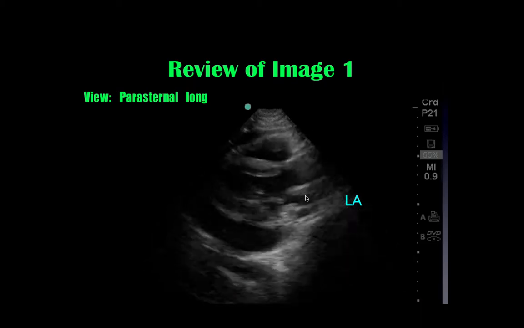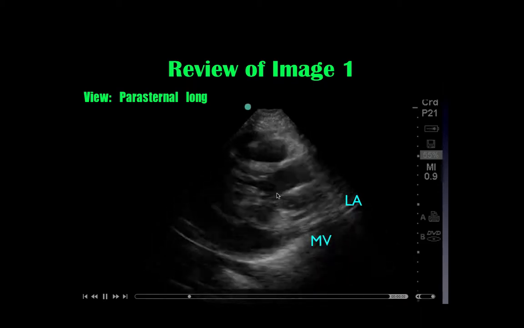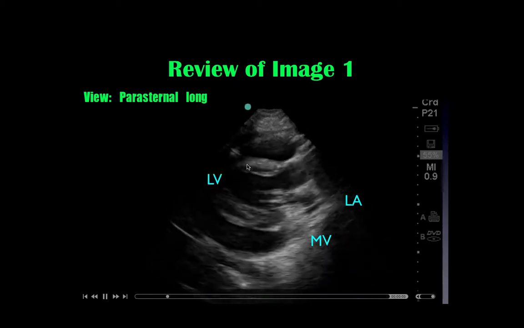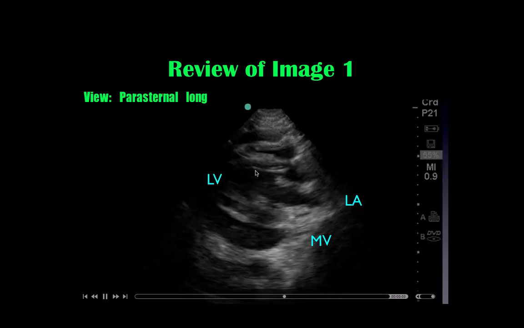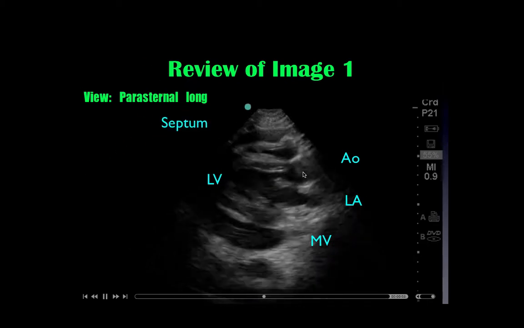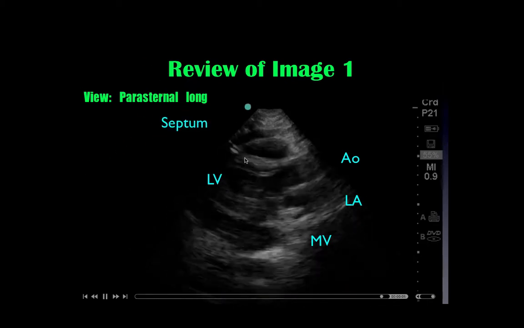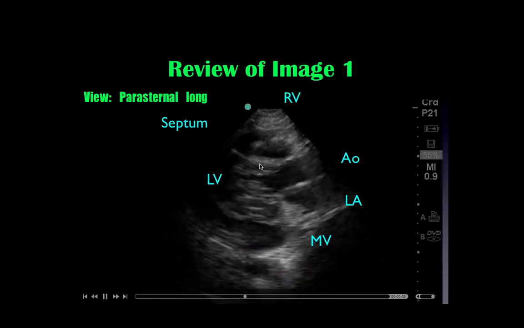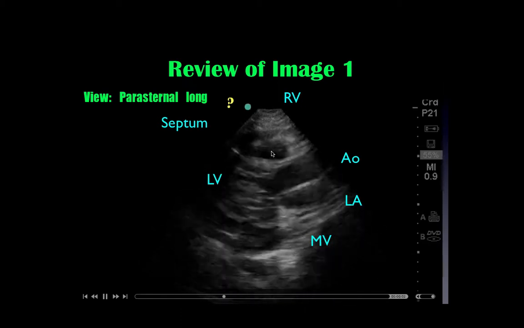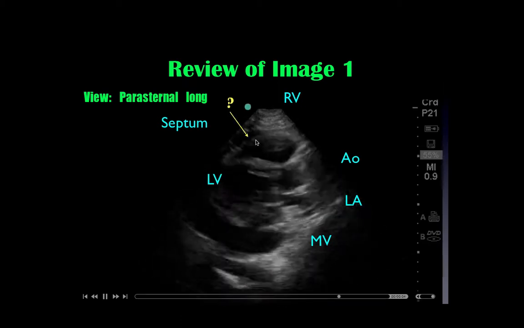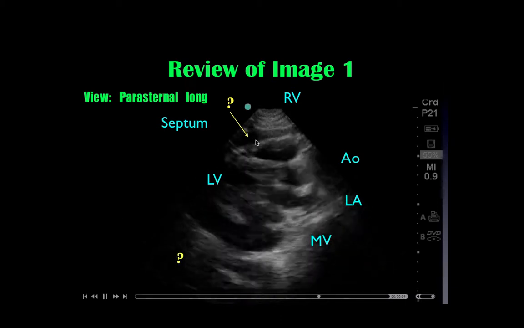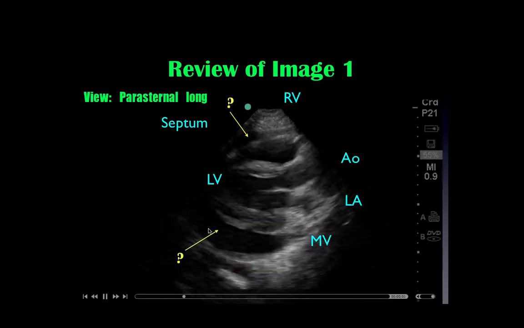And here is the left atrium. The mitral valve is opening and closing over here. Blood then flows into the left ventricle. Here's the outline of the ventricle. Goes out the aortic outflow tract here. The septum lies between the left ventricle and the right ventricle, with the right ventricle noted right here. Now, what's this over here? And then a second question, similar one. What's this over here?